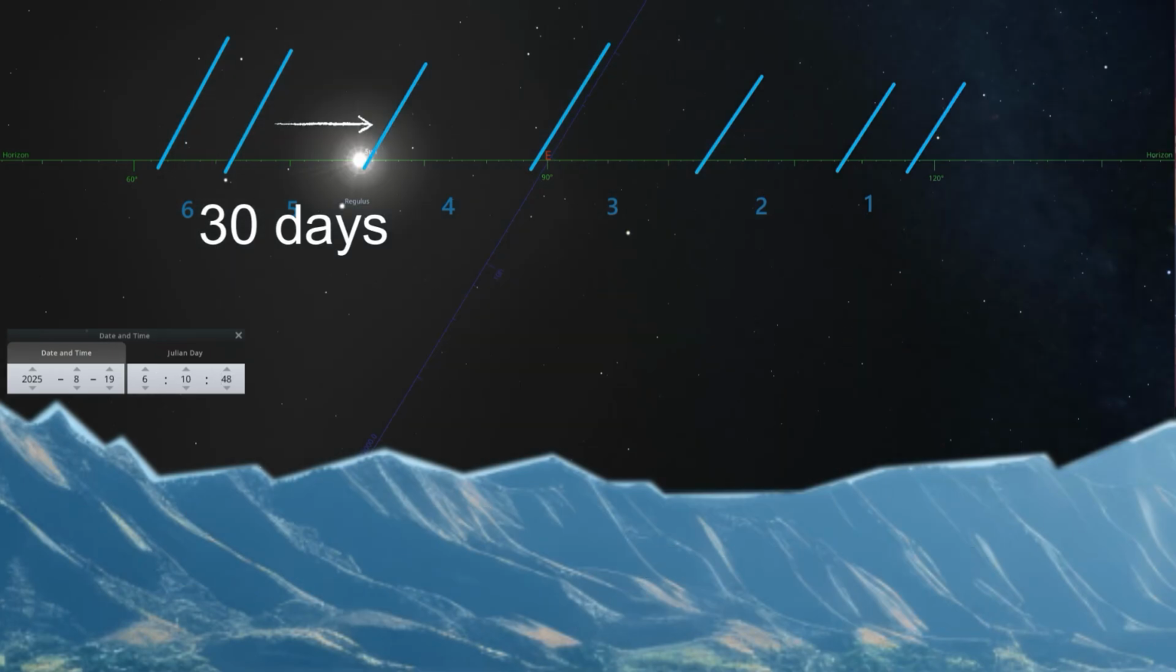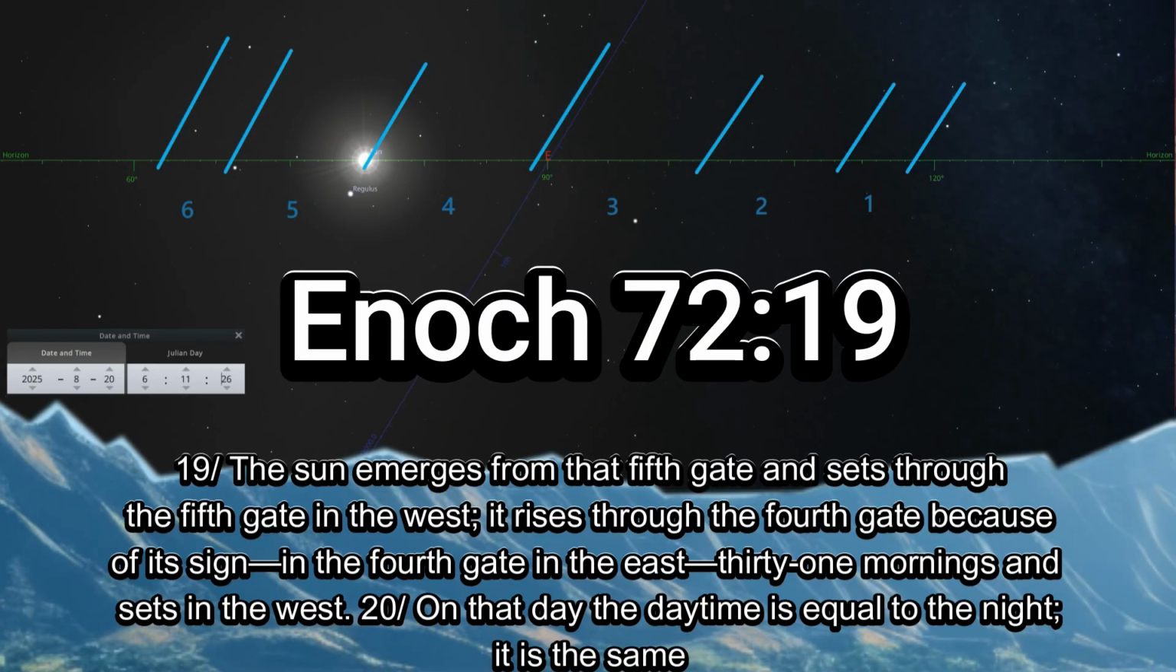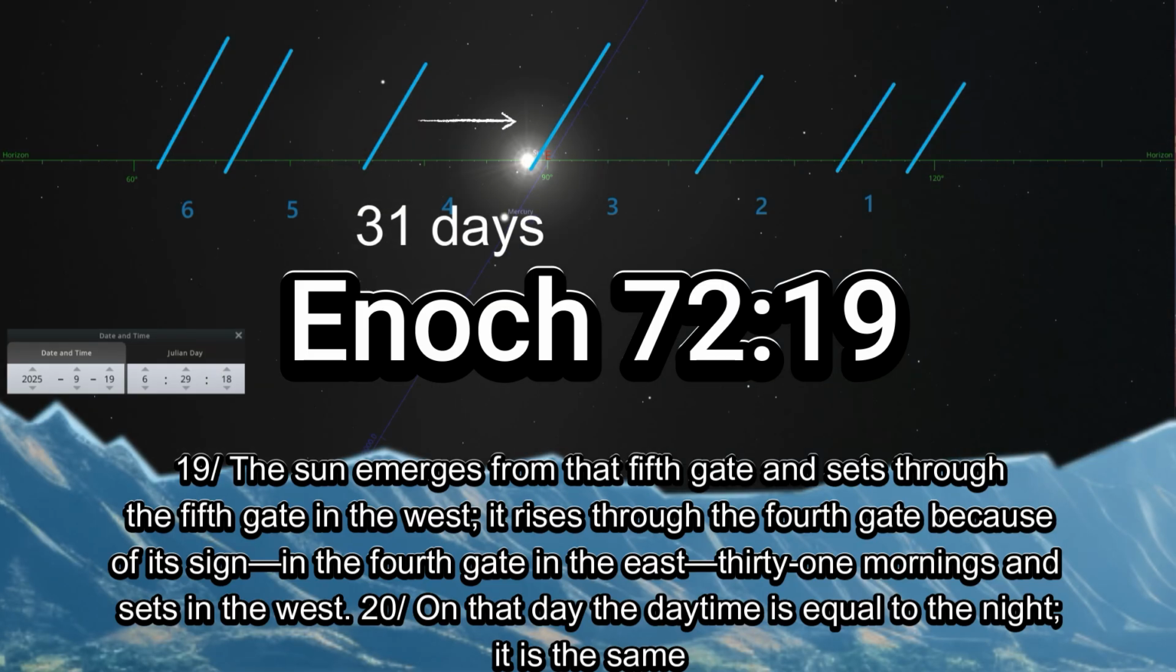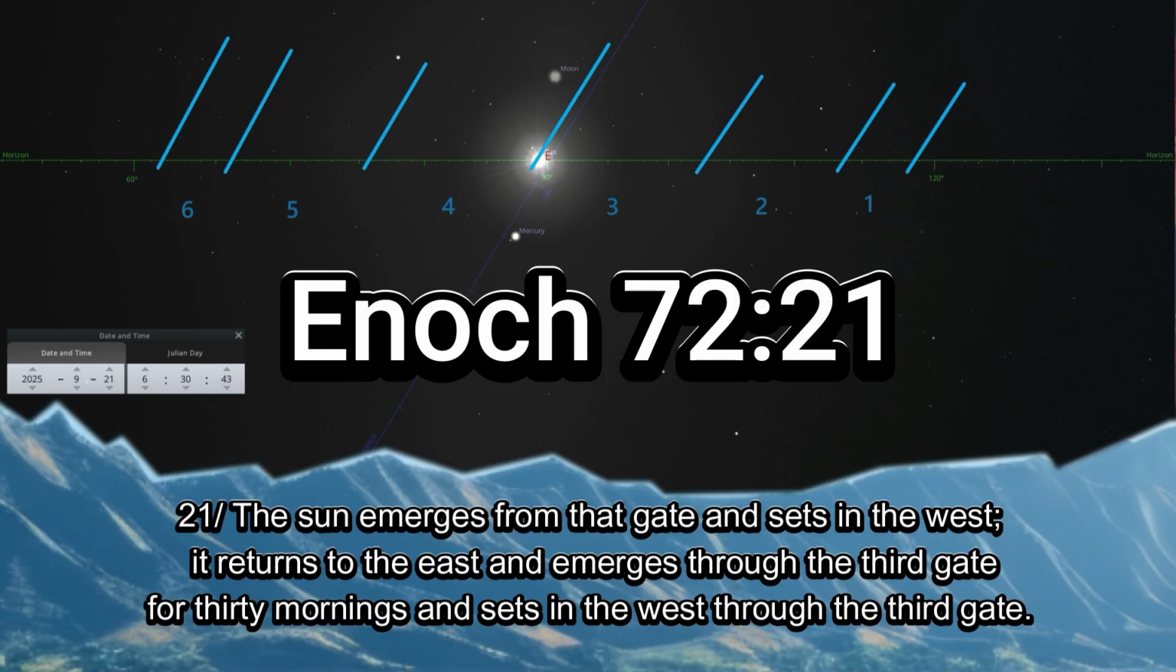It again sets in the west in the 5th western gate. Enoch 72:19. The sun emerges from the 5th gate and sets through the 5th gate in the west. It rises through the 4th gate because of its sign in the 4th gate in the east 31 mornings and sets in the west. On that day, the daytime is equal to the night. Enoch 72:21. The sun emerges from that gate and sets in the west.